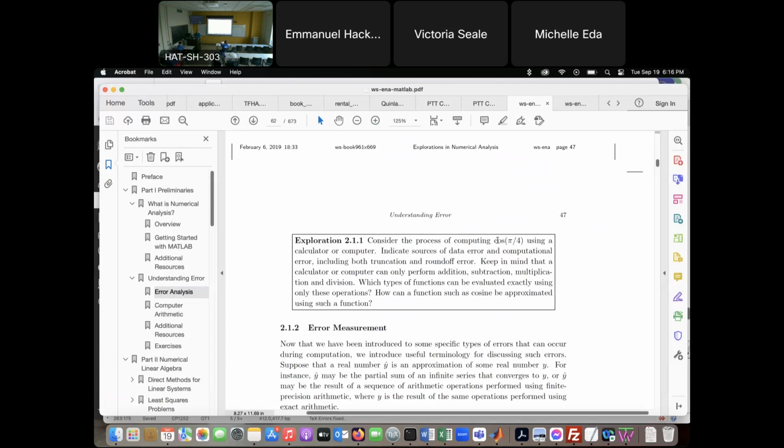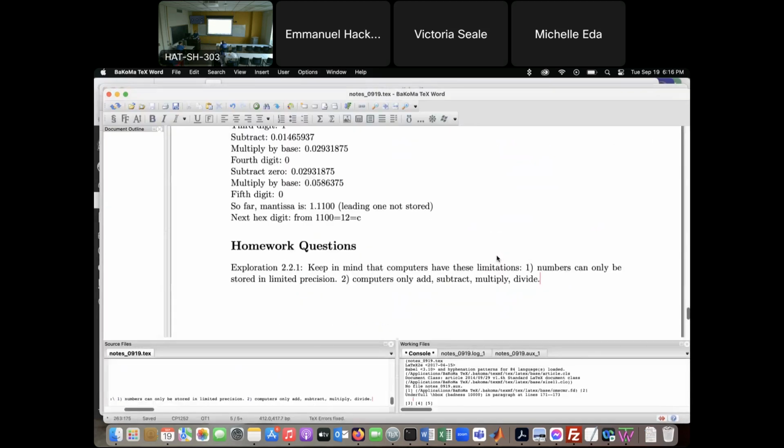Now, a computer's not going to be able to do that. The computer's like, I don't know what cosine is, write some code for me to do it. That will all involve add, subtract, multiply, and divide, and also things like comparison. So all of these limitations lead to various types of errors.